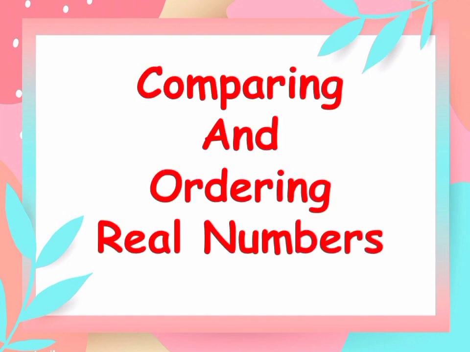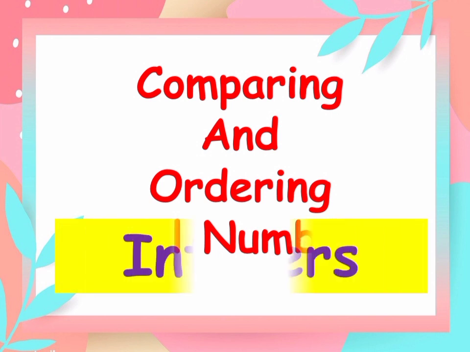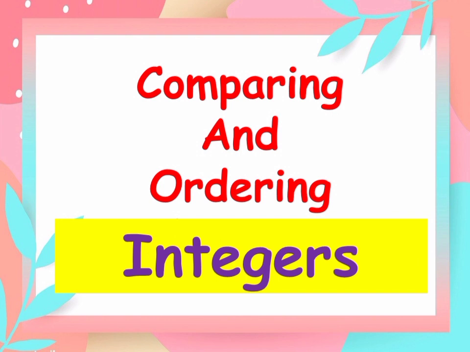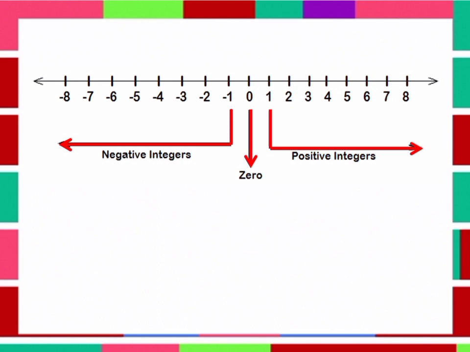Everyone! In this video, I'm going to teach you how to compare and arrange the given real numbers. So first, let's compare and order the given integers. So, I have here a number line. We all know that a number line consists of a zero, positive numbers, and negative numbers.